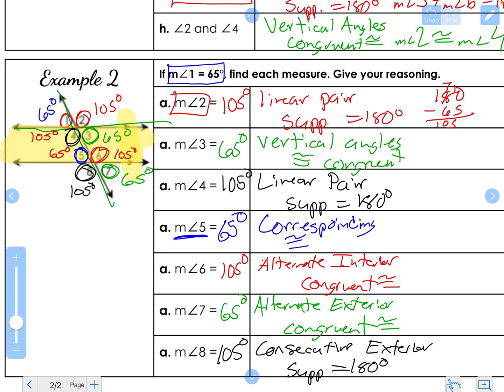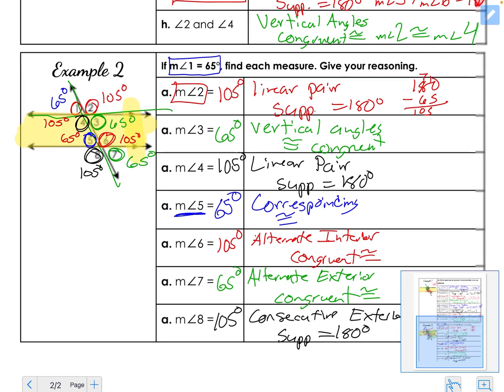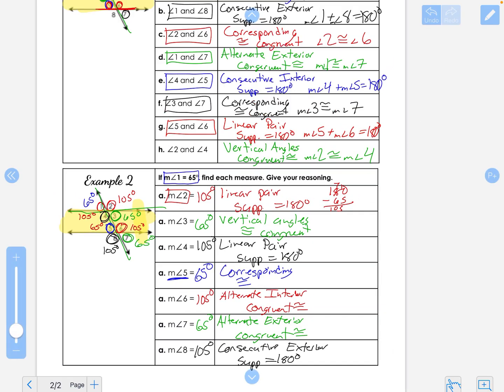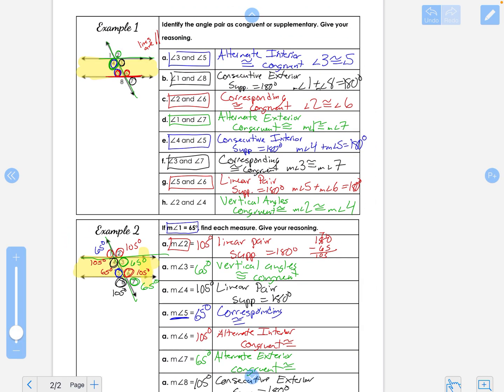So that's why we really like these angle relationship pairs in parallel lines: once we know the measurement of one angle, we can find the measurement of every single other angle in the transversal. We're going to do a lot more of this going forward, but this is the basis of our parallel lines and our transversals.